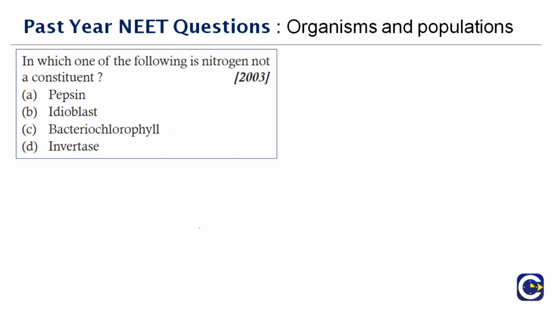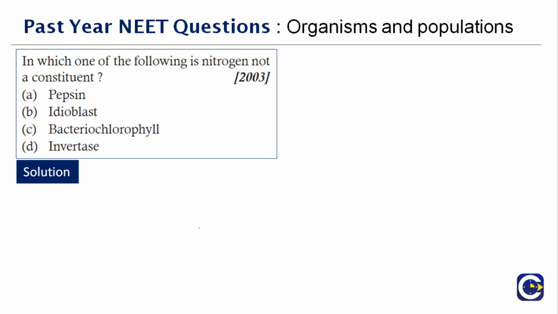In which one of the following is nitrogen not a constituent? Okay, now you have four options here: pepsin, idioblast, bacteriochlorophyll, invertase. Okay, now what is pepsin? We'll analyze one by one, that should be better. What is pepsin? It has some association with protein. Maybe I give you an example here. I gave you a clue.